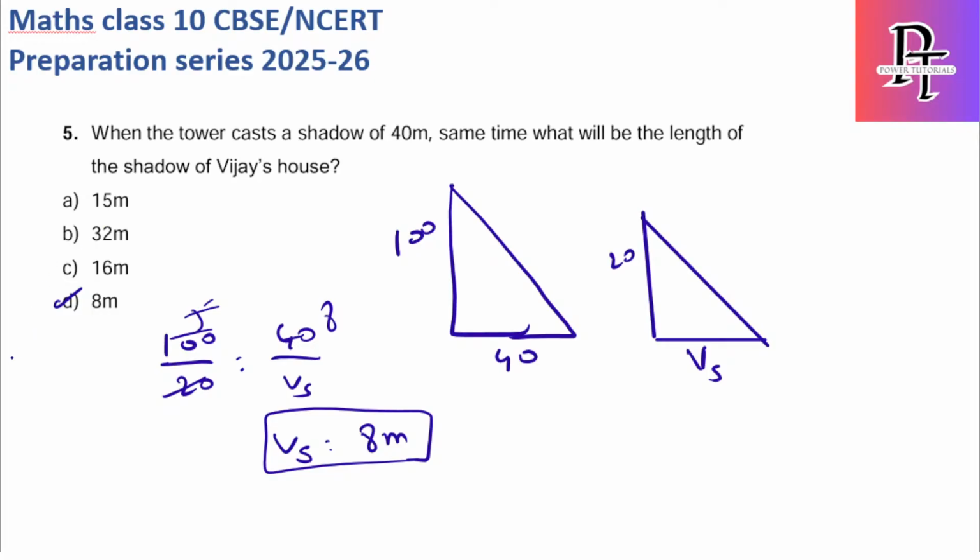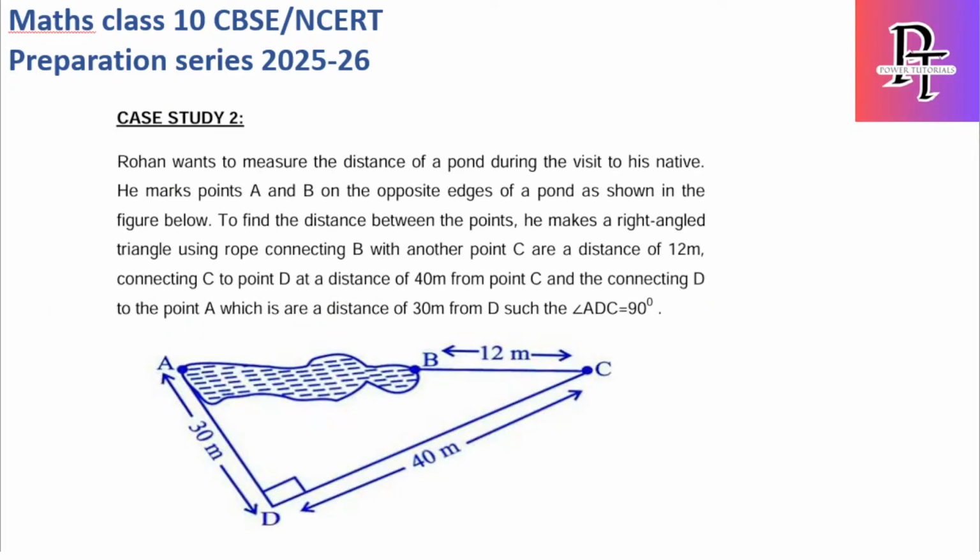Let's move to the second case study. So second case study, let's see what is the question. Rohan wants to measure the distance of a pond during the visit to his native. He marks points A and B on the opposite sides of a pond. So this is the pond, one end of the pond and the second end of the pond.